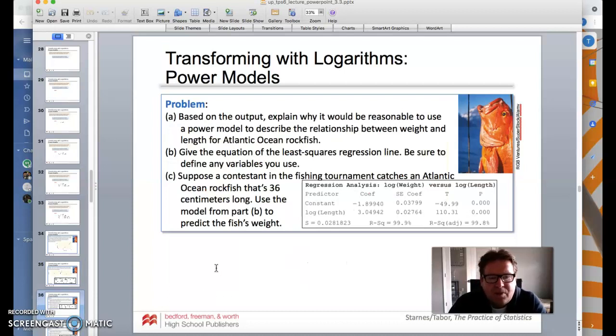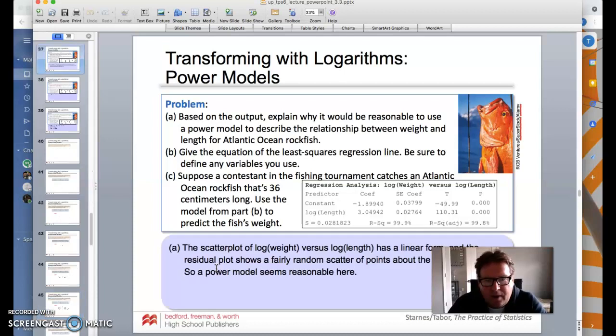All right, so here's the problem. Based on the output, explain why it would be reasonable to use a power model to describe the relationship. Give the equation of the least squares regression line, and then suppose our question is, let's say we get something that's 36 centimeters long. How can we find the weight that we're looking for here? So again, answering the questions, scatter plot. If we plotted that out, it's linear form, which indicates that the power model is appropriate. The residual plot shows a fairly random scatter of points about the residual equals 0 line. So it seems reasonable that we would use that.